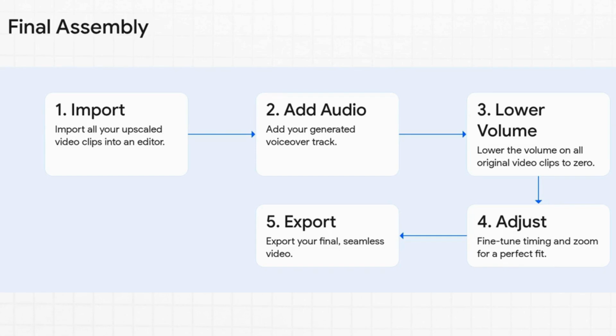Now for the final assembly. Open up an editor like InShot. First, import all of your HD video clips in the right order. Then, add that voiceover audio track you just made. Now here's a key step. Make sure you lower the volume on all the original video clips to 0 so they don't clash with your narration. Make any little tweaks to timing or zoom, and then export your final video.